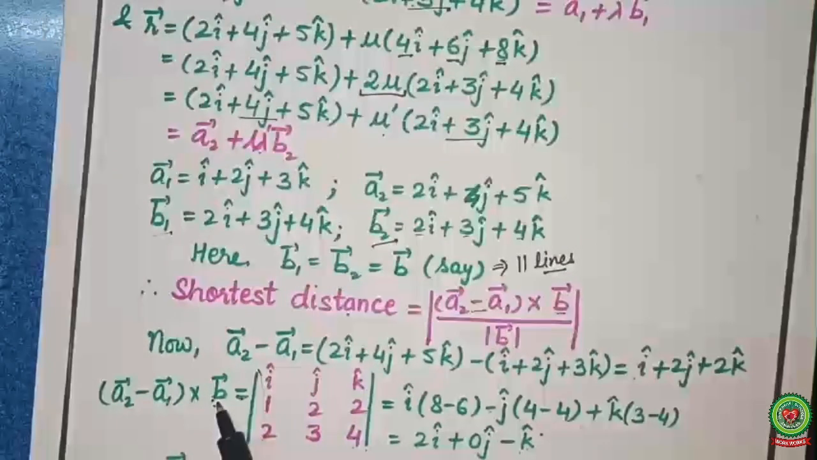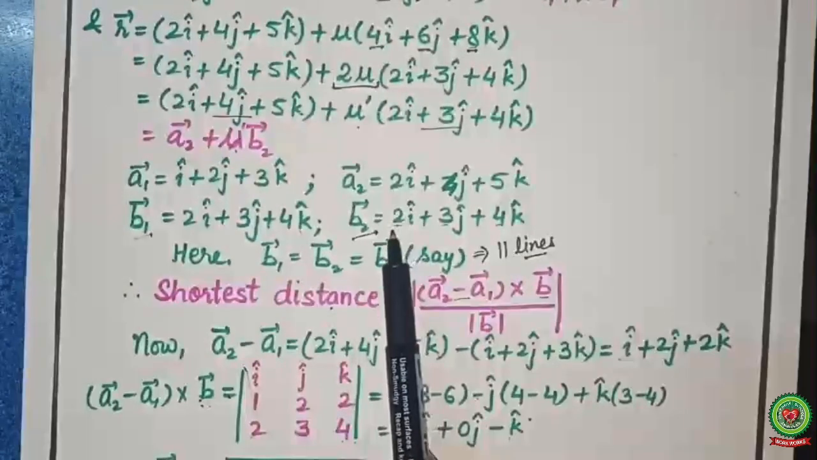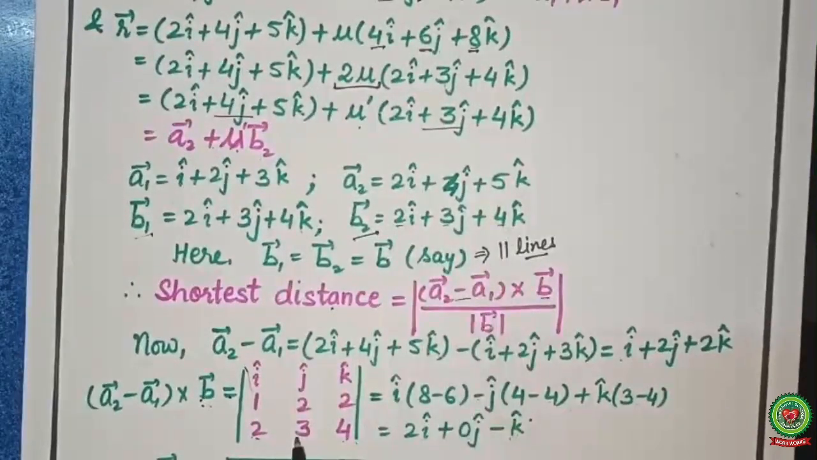Next for b vector. Now b vector is 2, 3 and 4. So put the value. Now simplify the determinant. So with i cap it will be 4 twos are 8 minus 6. Then minus j cap, 4 minus 4. Then plus k cap, 3 minus 4. On simplifying we get 2i cap plus 0j cap minus k cap.